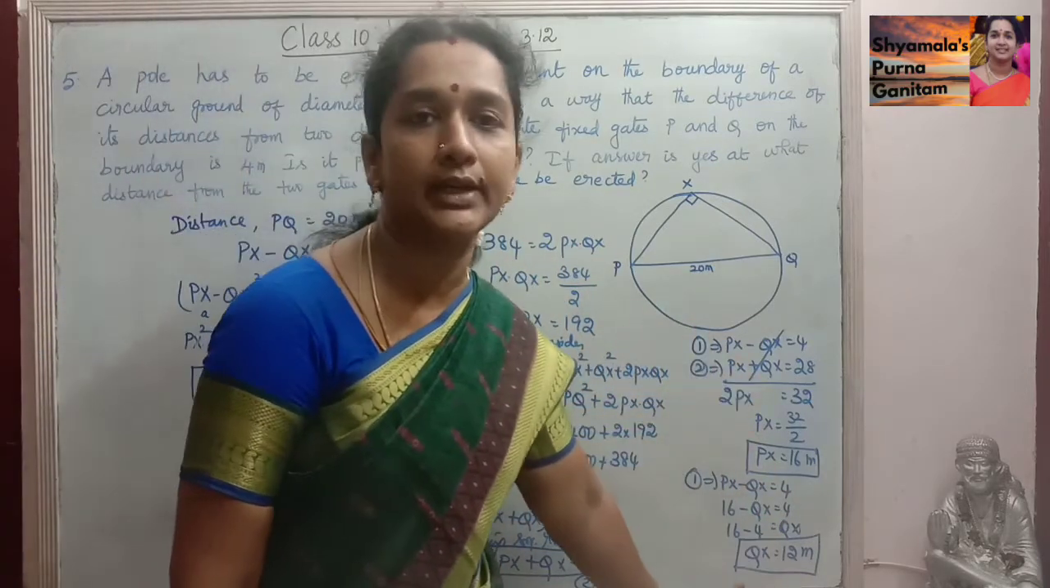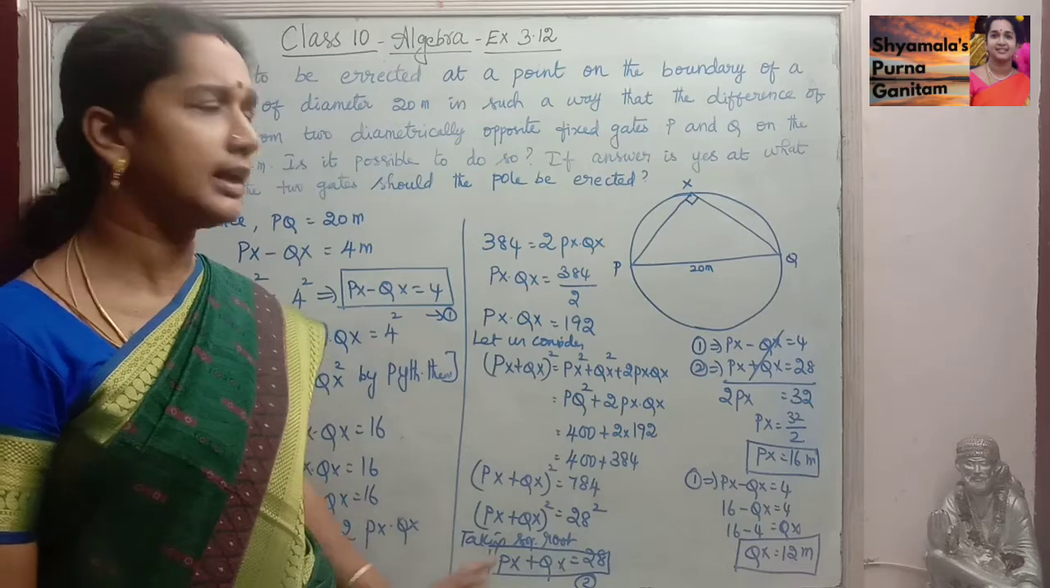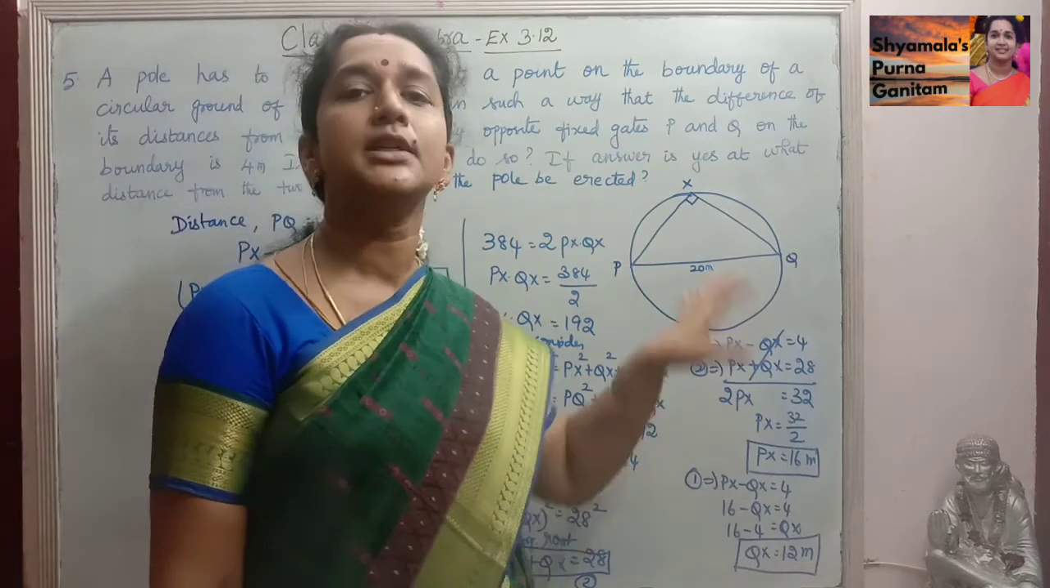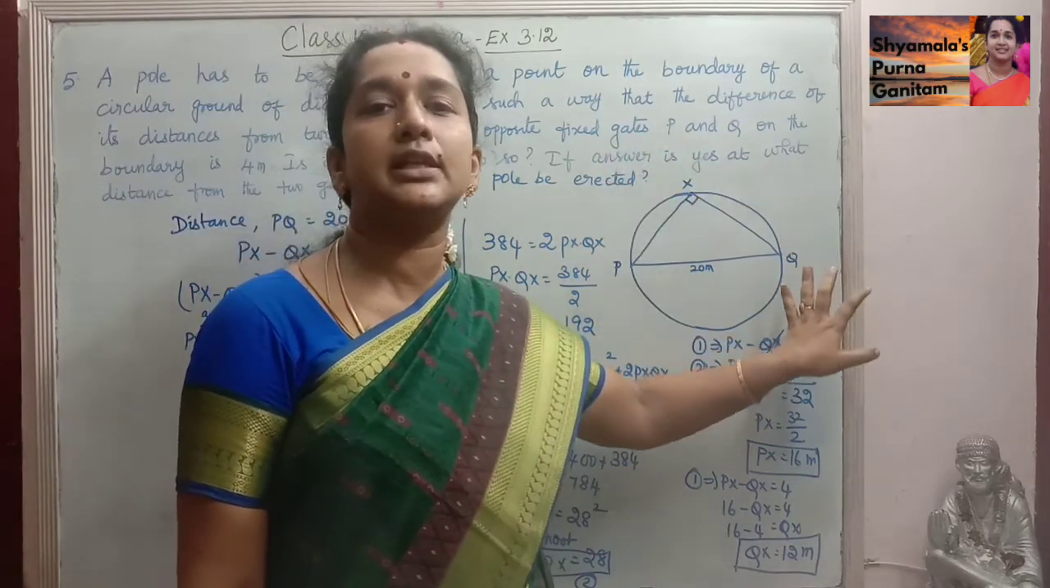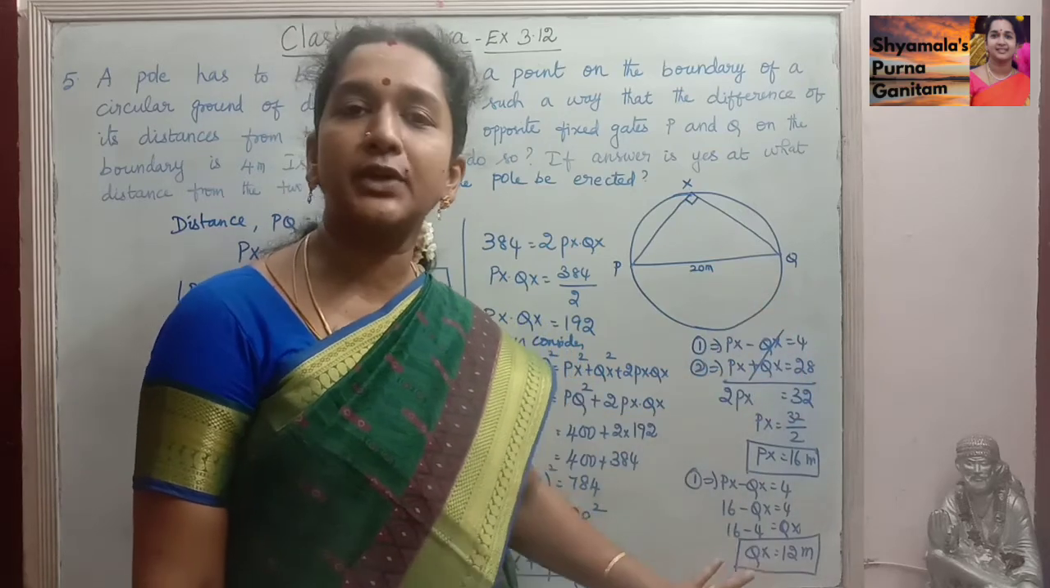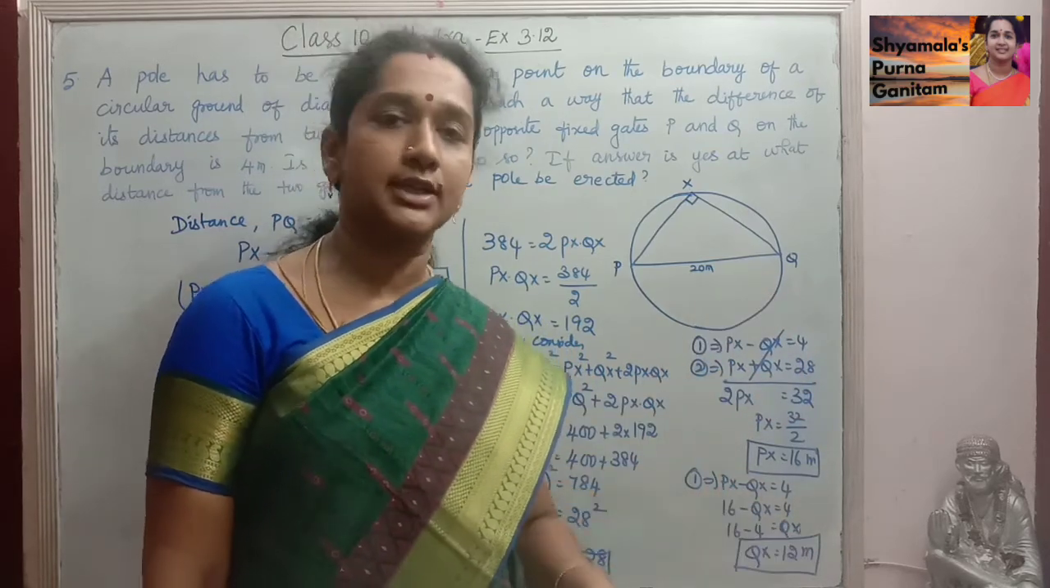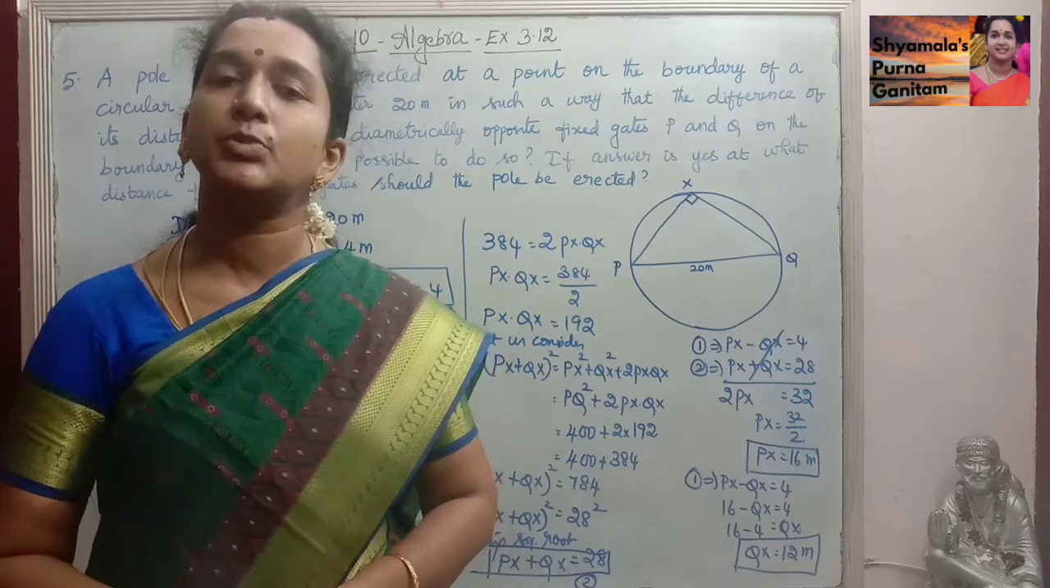So this is how it has to be done. Okay, clear? So we used Pythagoras theorem. So understanding the question and putting it in the diagram is very important. After that, we are using Pythagoras theorem to find the distance.